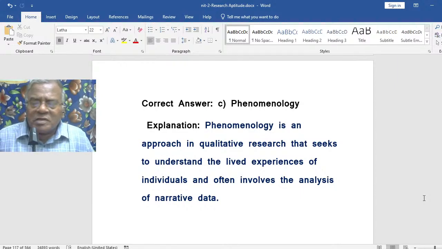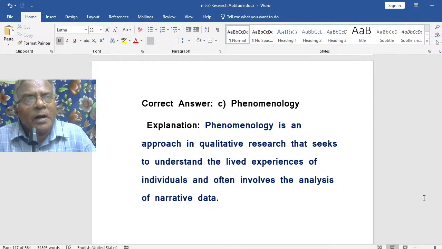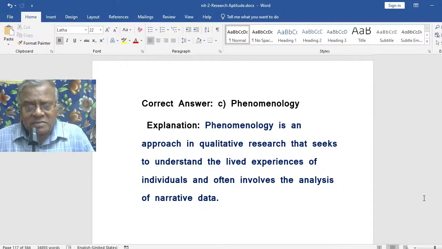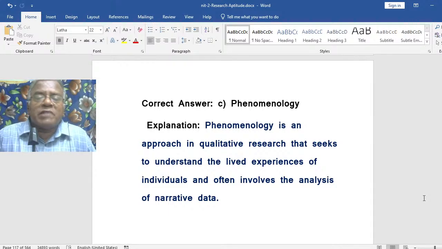For example, the researcher wants to study, or interview, the corona patients in a particular village. Almost all the people in a particular village have been affected by coronavirus. Now, some have died and some are living. Yes, you go and then have an interview with them.